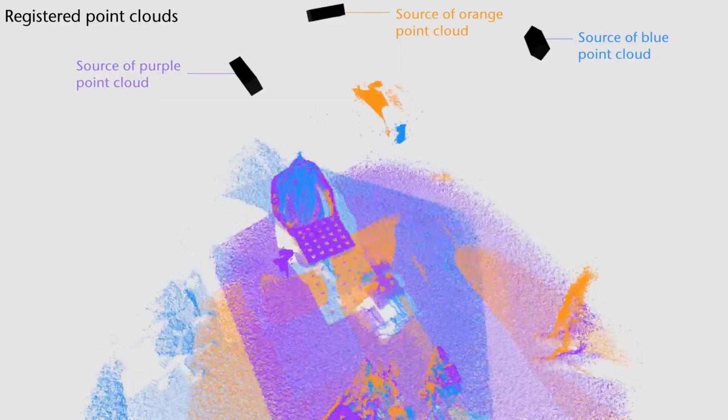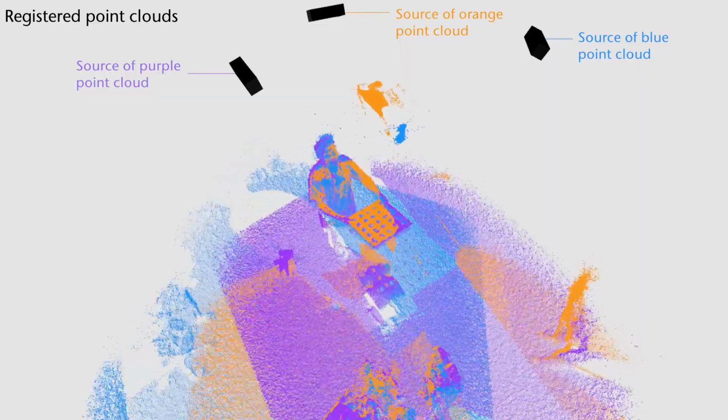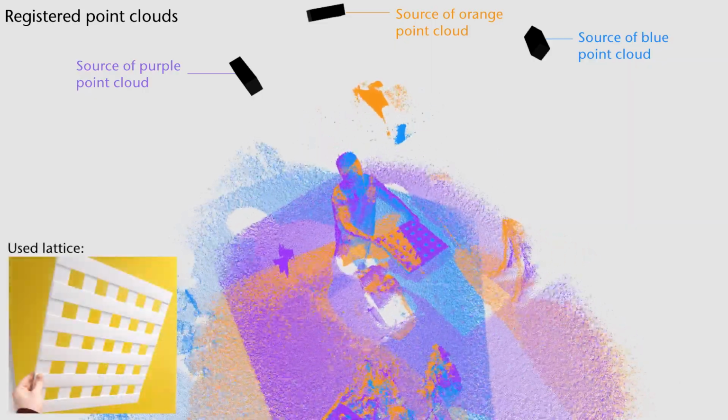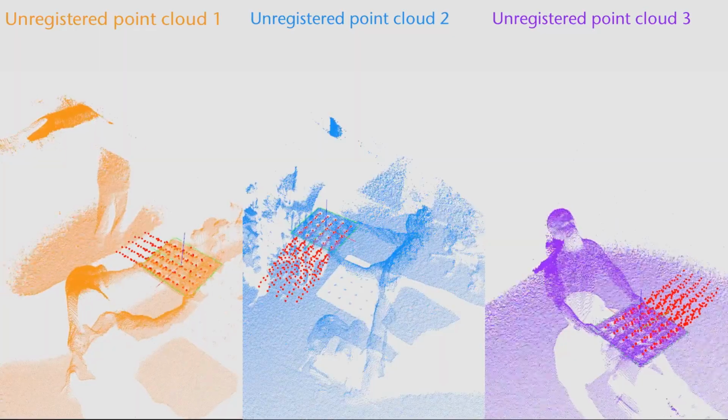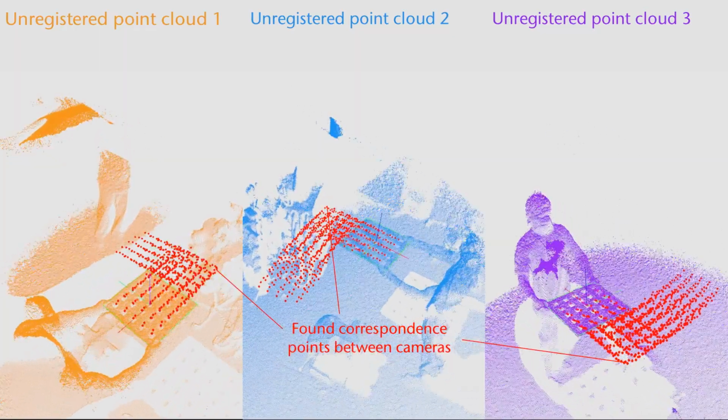We have developed a fast and robust registration method for multiple depth sensors based solely on depth images, without the need for color or infrared images. Therefore, we use a checkerboard-like lattice with rectangular holes as target. By identifying this lattice and its hole centers in the depth images, we obtain multiple correspondence points which can be used to estimate the rigid transformation between the sensors.